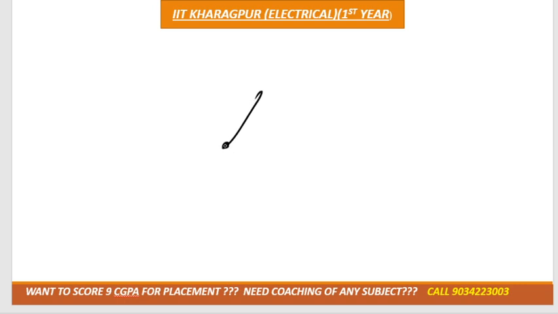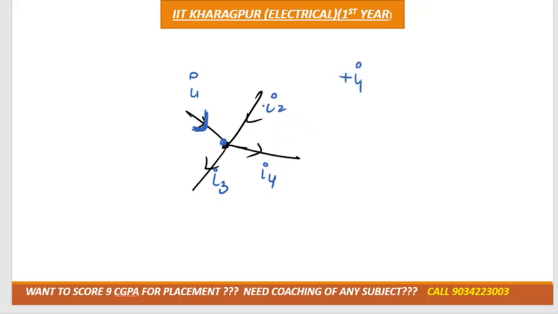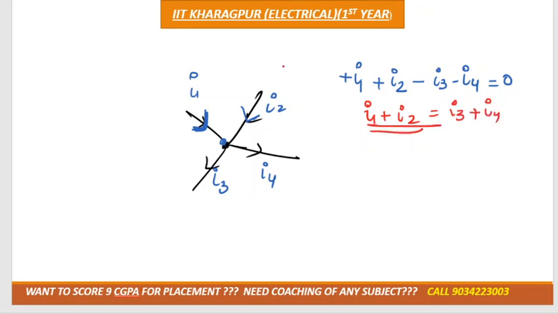Clear? Now suppose we have different wires connecting to the same node. This one can be I1, this one I2, this I3, this I4. Now I1 is entering, so that would be plus I1. I2 is also entering the node, that would be plus I2. I3 and I4 are outgoing, so we write minus I3 and minus I4 is equal to 0, right? So can we say that I1 plus I2 is equal to I3 plus I4?